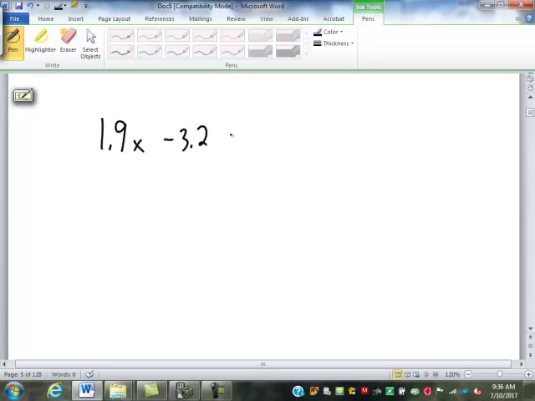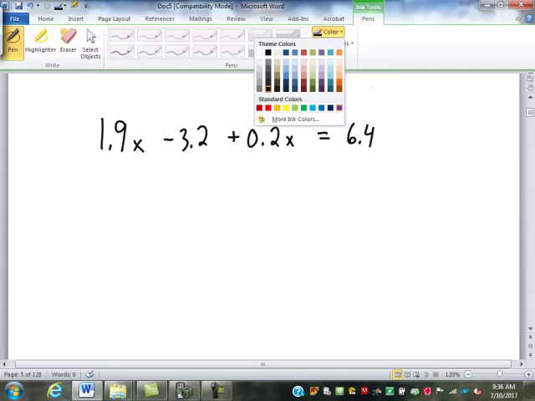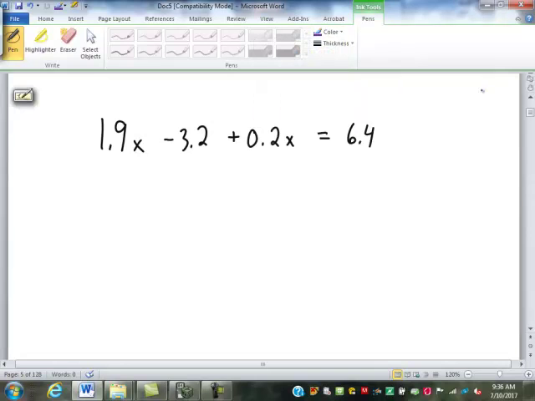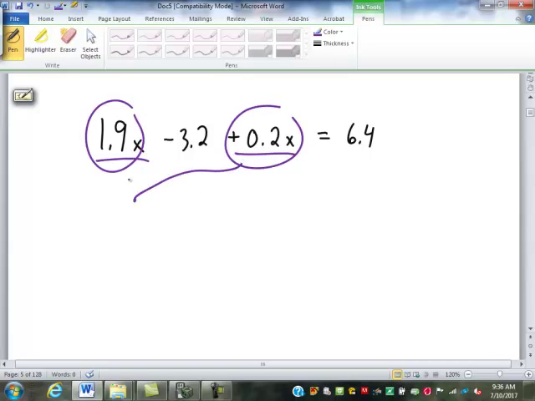1.9x minus 3.2 plus 0.2x equals 6.4. What do I have to do here? Add the 1.9 and the 0.2 or subtract? Well, they're both positive, right? And they're both on the same side, so I'm just going to combine them. I'm going to add them. That does become 2.1x.